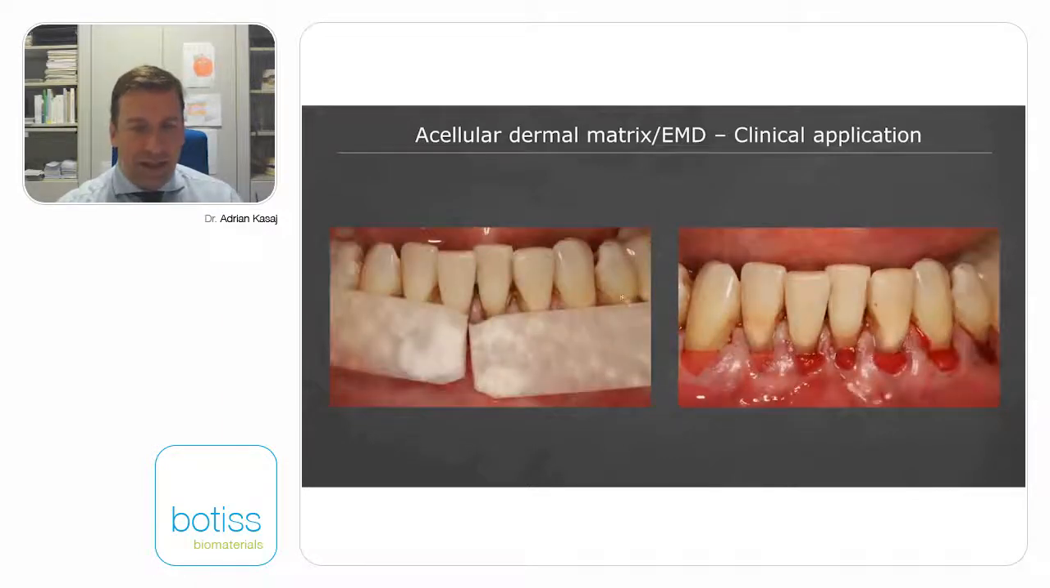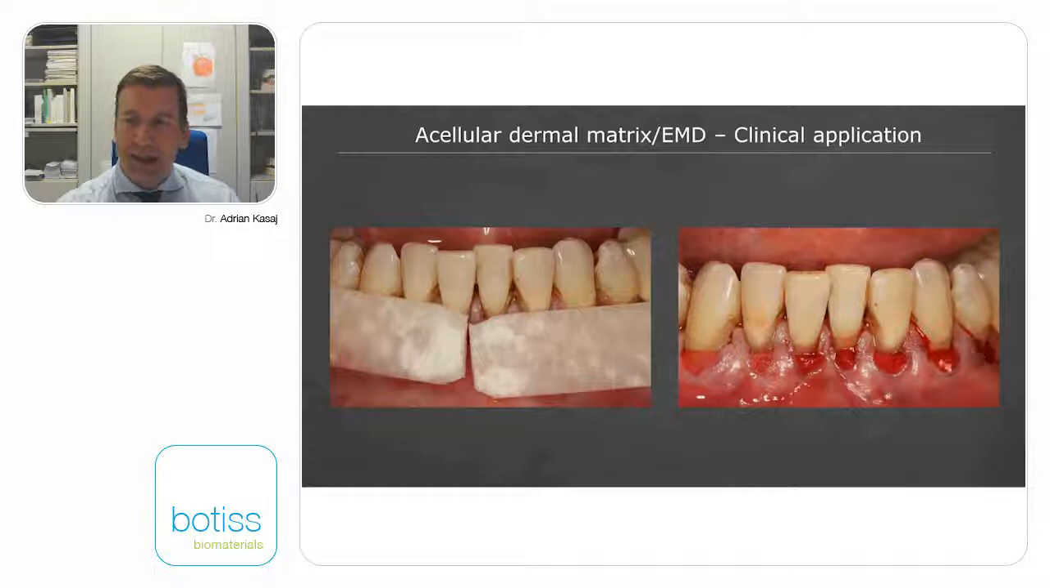You can see here the preparation of the mucoderm. Again, this is not properly rehydrated. You can see this whitish area here, so this is not fully rehydrated. But usually after 3 to 4 minutes, I take it out. I prepare it. I cut it. And then I rehydrate it for another 5 to 6 minutes so that it's overall about 10 minutes.